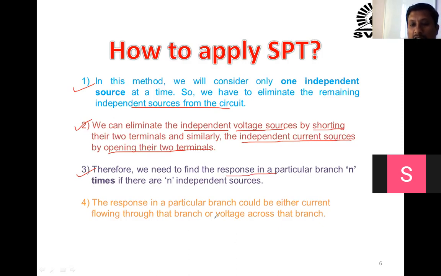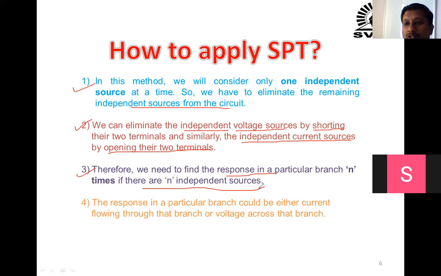That is given in the first step. Fourth point, we need to find out the response in a particular branch n times if there are n independent sources present. In the previous lecture I told you we discussed one circuit where two independent sources were present. So two times, one source you have to keep at a time, and you have to get the equation of I1, the value of I1 you can get.